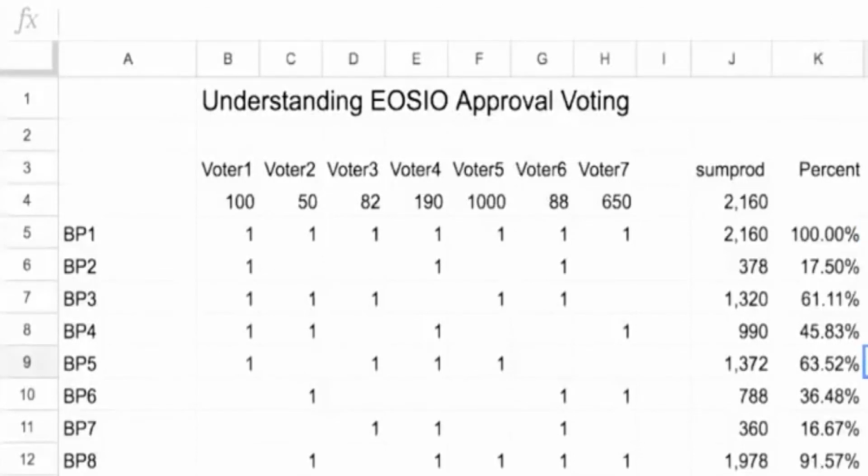So you asked what I learned. I learned that I didn't understand approval voting, the vote percentages, very well, and now I'm starting to, a little bit.